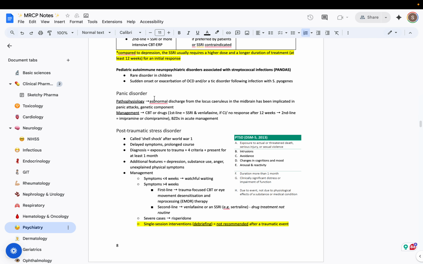Panic, abnormal discharge from the locus ceruleus in the midbrain. We treat it with CBT or drugs, SSRI and venlafaxine. If no response after 12 weeks, we go to imipramine or clomipramine, and for acute management, we can give benzodiazepines to help the patient relax.